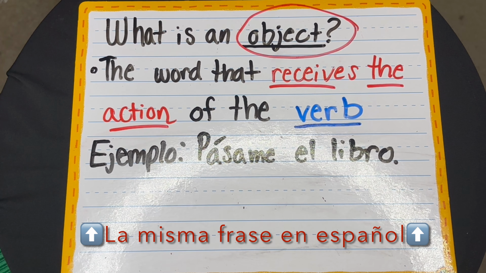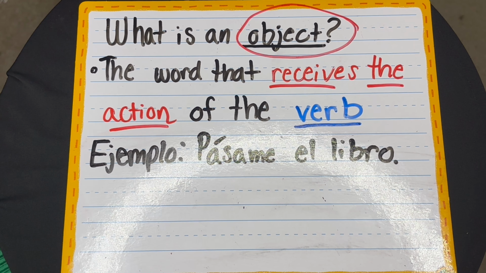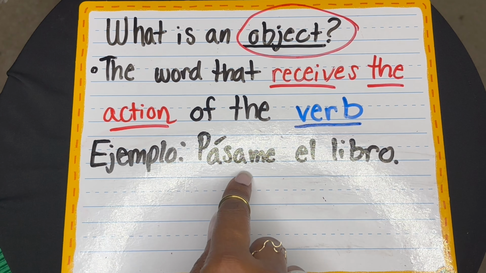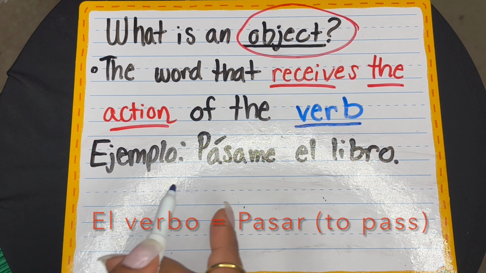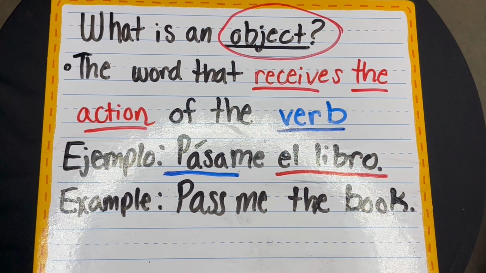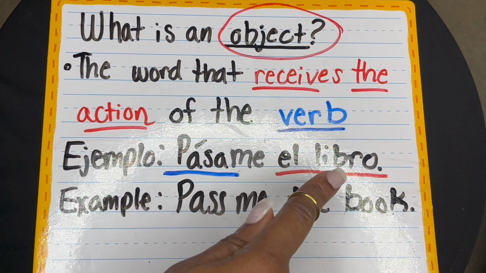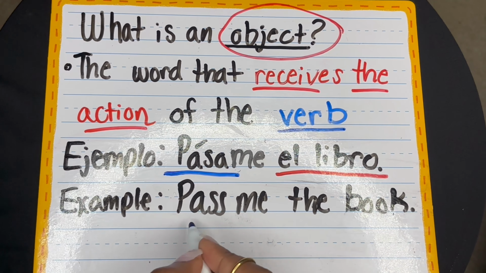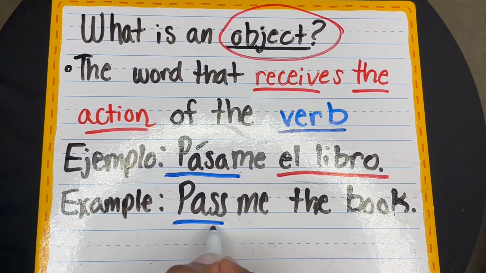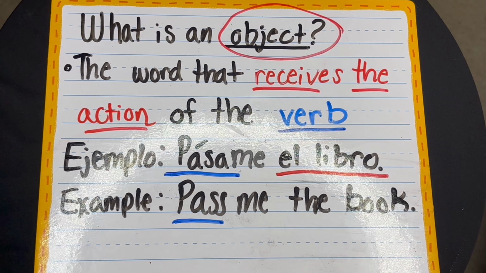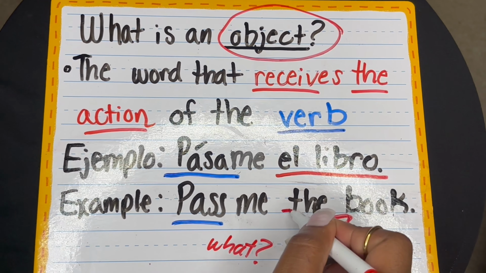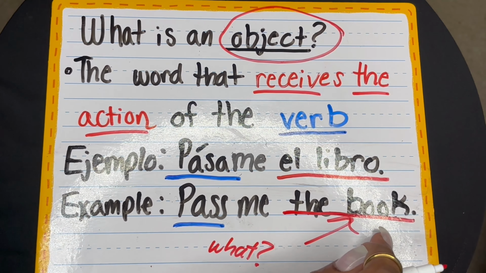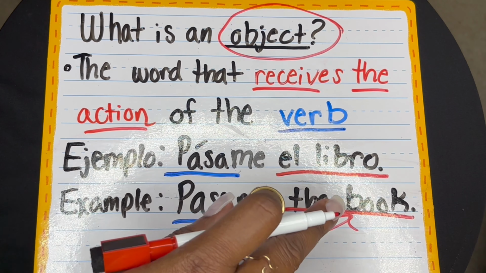Now let's look at the same sentence, but in Spanish, okay? So we have pass me the book, and in español we have pásame el libro. So the verb is pasar, which means to pass. Now let's look at both sentences side by side. Este ejemplo dice, pásame el libro, pass me the book. This is our verb, pásame, pass me. And then which word receives the verb? Pass what? The book. Pásame el libro. So the object in this sentence is el libro, the book.